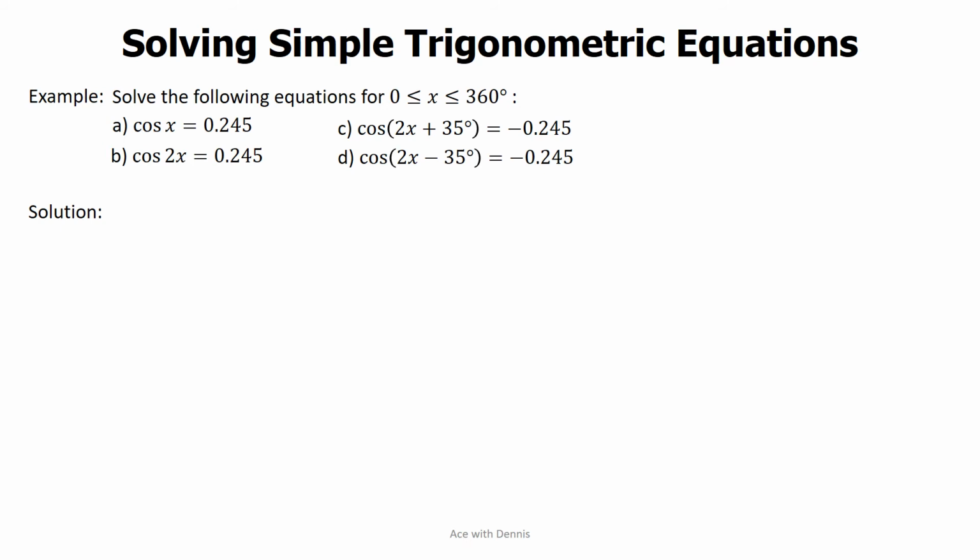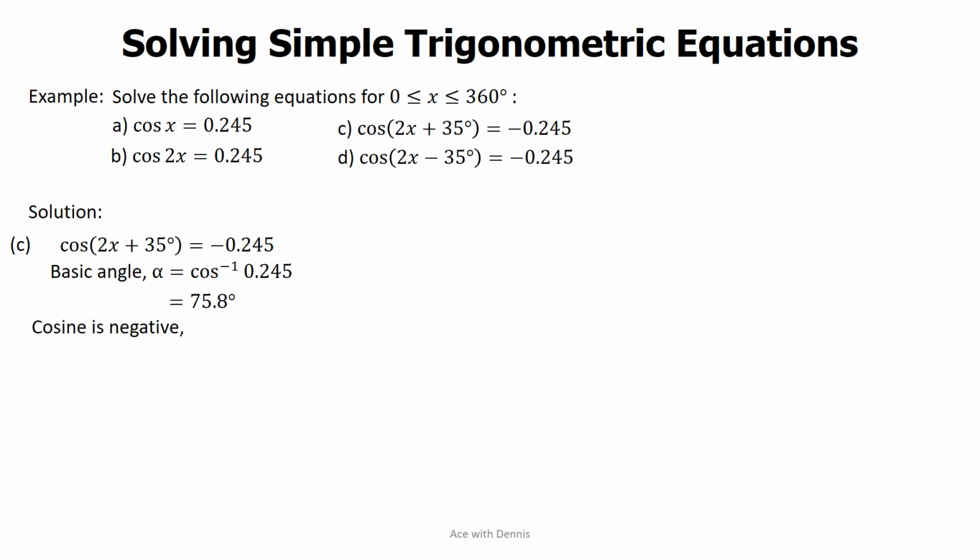Okay, now we go to the answer for C. So cosine of 2x plus 35 degrees equals negative 0.245. Alright, so the initial steps are very similar. Again, we want to find the basic angle. Alpha equals inverse of cosine 0.245, which will give us 75.8 degrees. Okay, now cosine is negative, therefore it will be in the second and the third quadrant. So we can draw the quadrant diagram, in the second and the third quadrant.